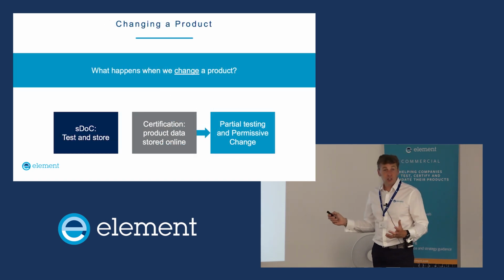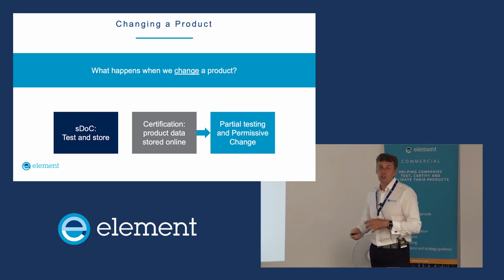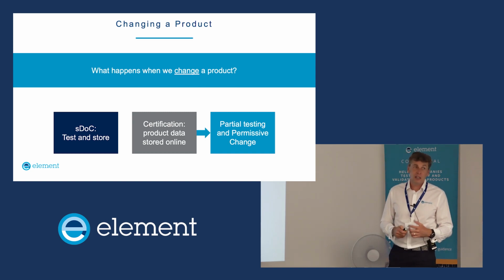So if you make a change to your product, as I mentioned, you might have to do some retesting, permissive changes for the FCC, but it might be partial retesting. You might not do full retesting. And that is another source of risk by the manufacturer.